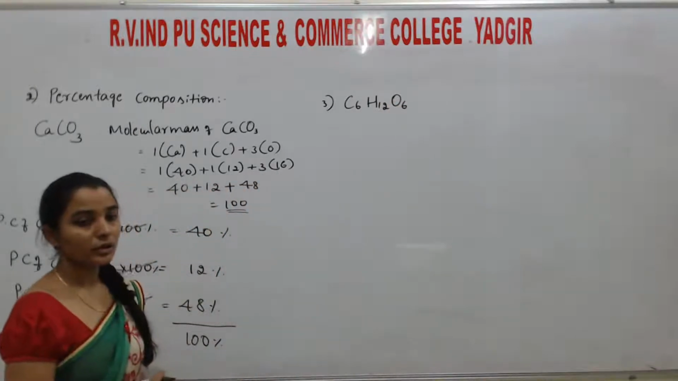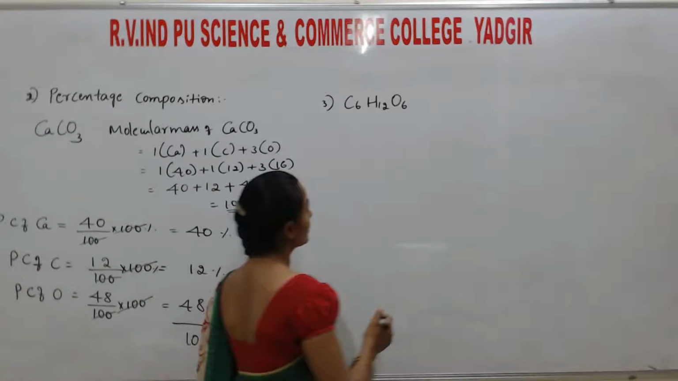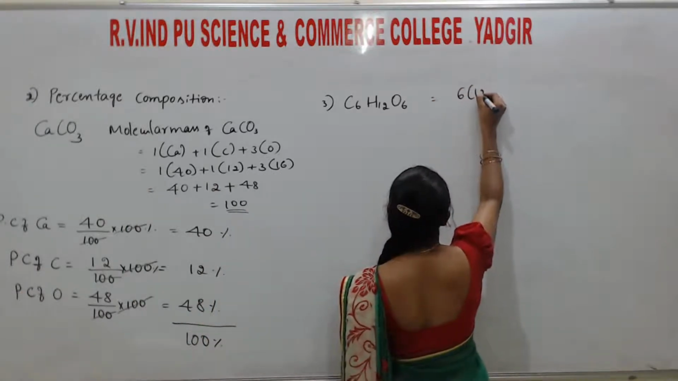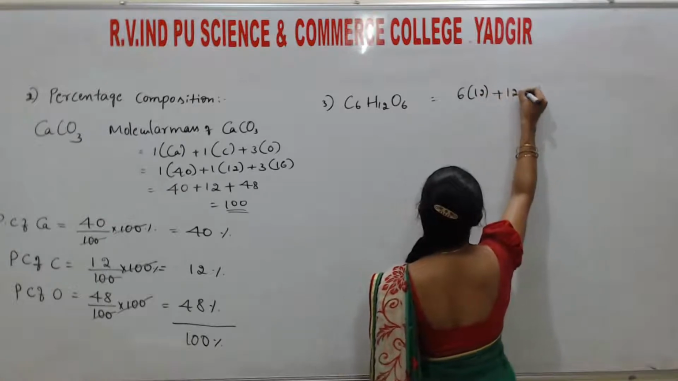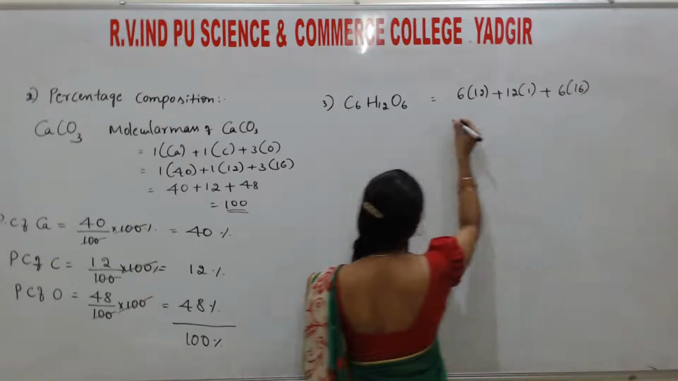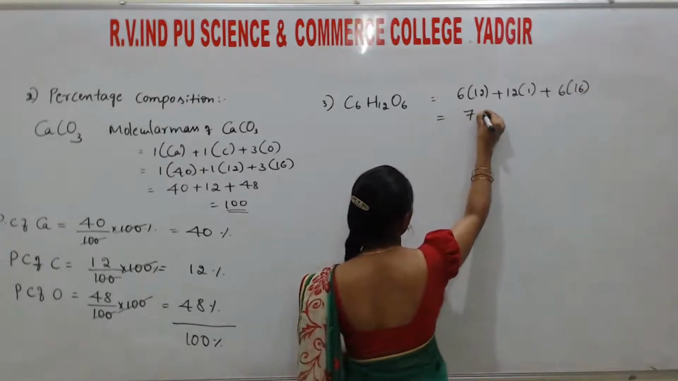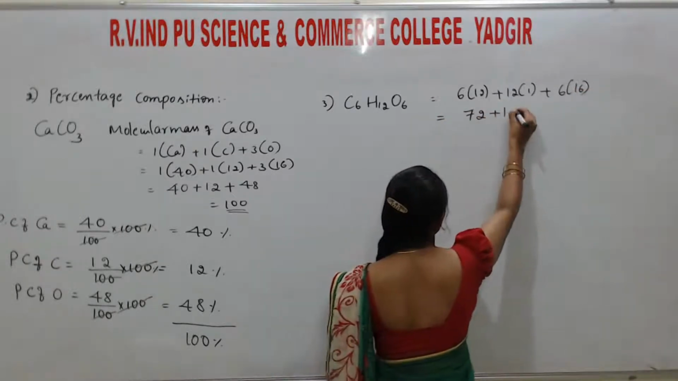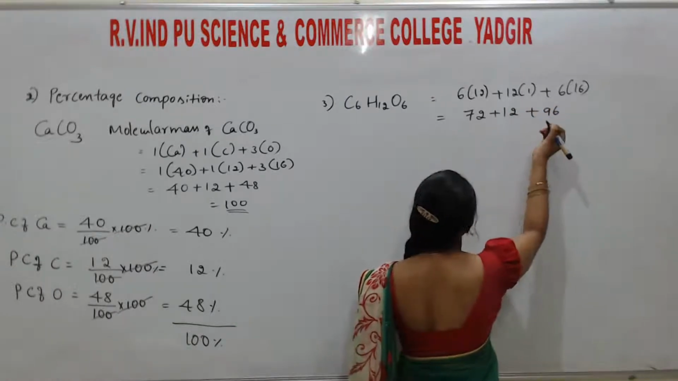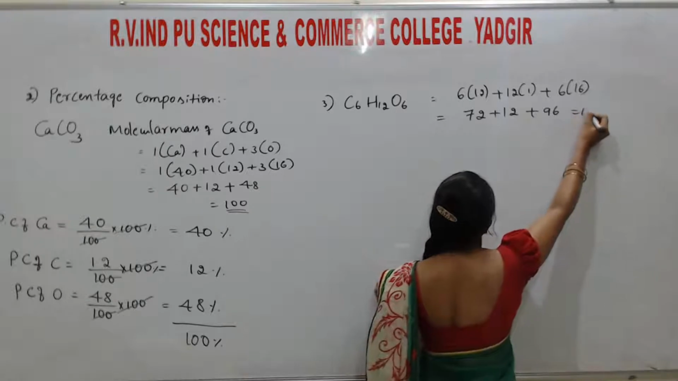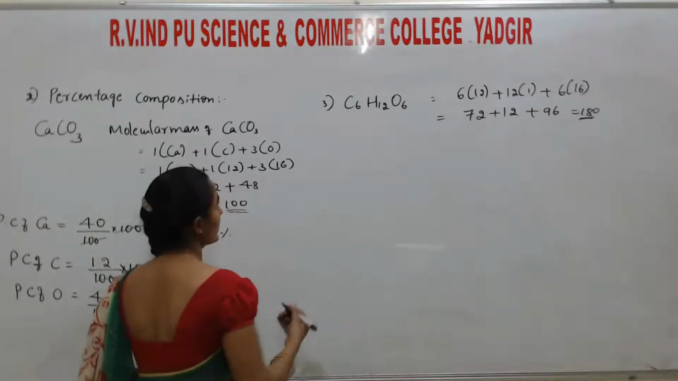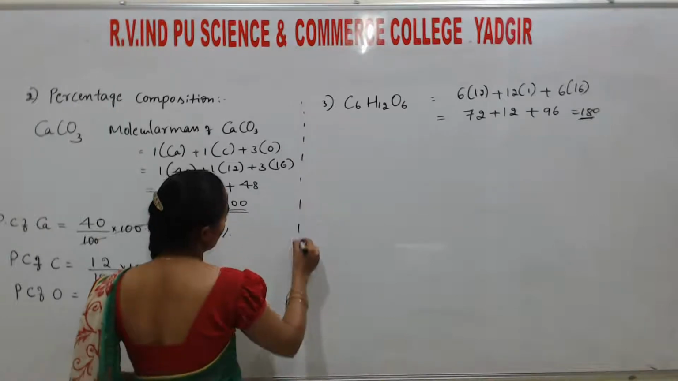C6H12O6, that is glucose. If you have to calculate the molecular mass, I will write directly 6 into 12 plus 12 into 1 plus 6 into 16. 6 into 12, that is 72. This is 12. This is 96. You will get 180. Okay, students.